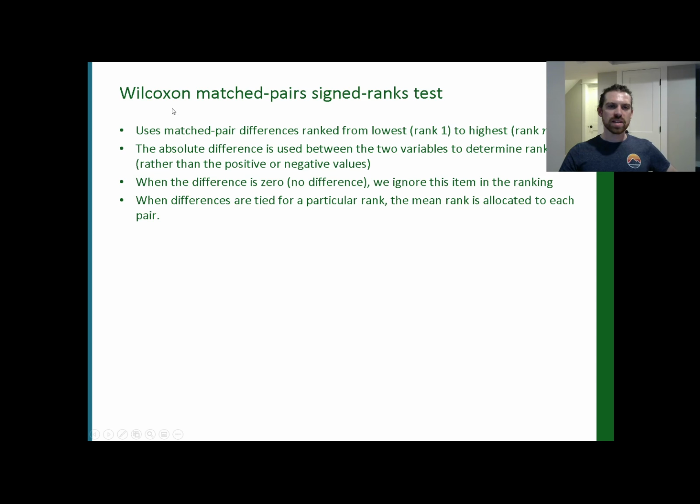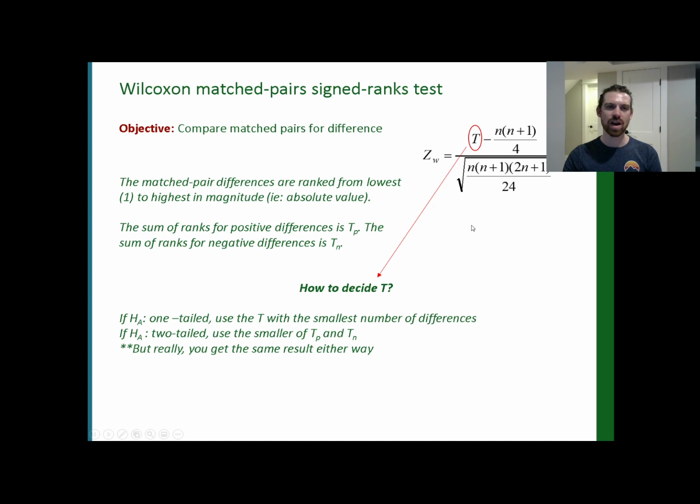So this test that we're talking about here, which we will cover within the laboratory session, uses matched pair differences ranked from lowest to highest. And the absolute difference is used between the two variables to determine the rank rather than the positive or negative values. When the difference is 0, we ignore the item within the ranking. When the differences are tied for a particular rank, we allocate the mean to that particular rank, okay?